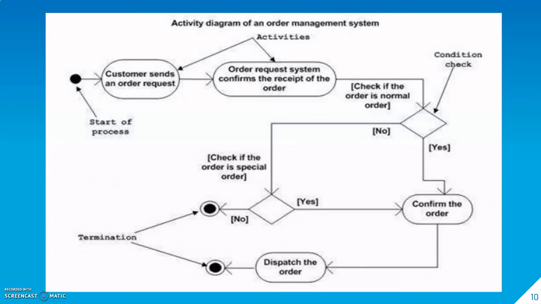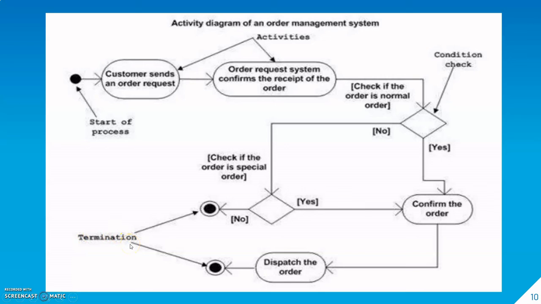So here, after receiving the order request, condition checks are performed to check if it is a normal or special order. So this is the condition check where we are checking whether it is a special order or a normal order. After the type of order is identified, the dispatch activity is performed, and that is marked as the termination of the process. So after dispatching, this is marked as the termination of the process.